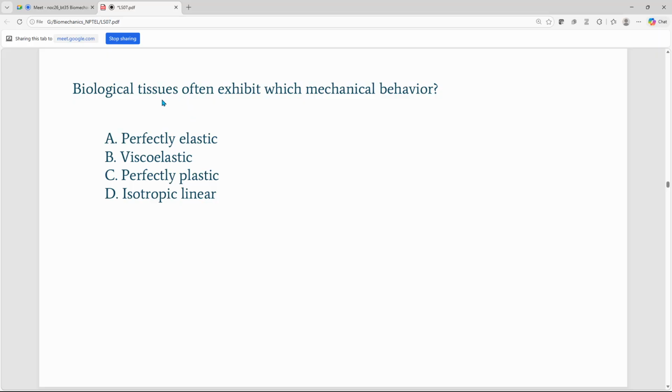Next question. Biological tissues often exhibit which mechanical behavior? Options are: option A, perfectly elastic; option B, viscoelastic; option C, perfectly plastic; option D, isotropic linear behavior. So, what is the common behavior shown by biological tissues?